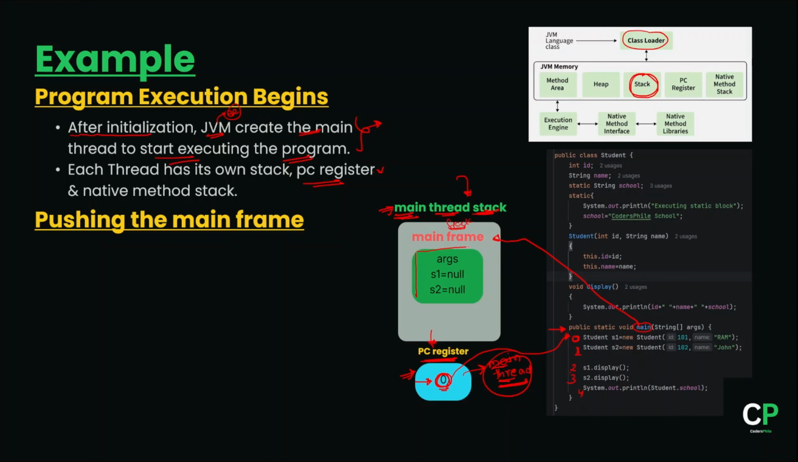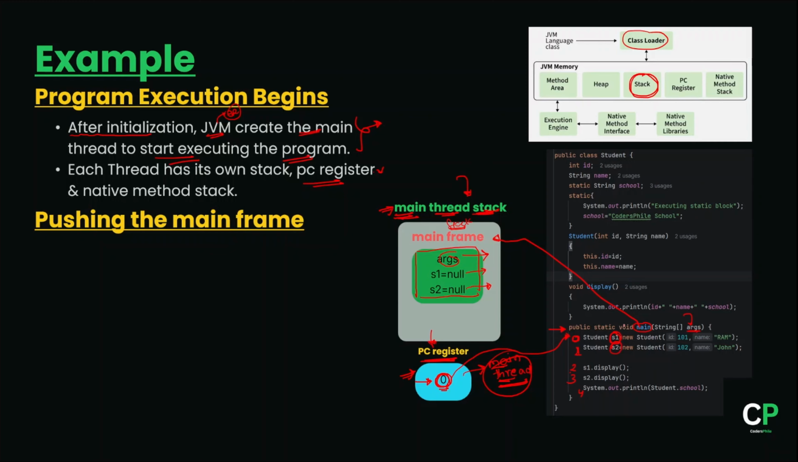And we have already learned what the frame contains. The frame contains the local variables and the arguments. So what are the local variables and arguments here? This is the argument in this main method, so this main frame will store this argument. And what are the local variables in this main method? s1 and s2 are the two local variables.